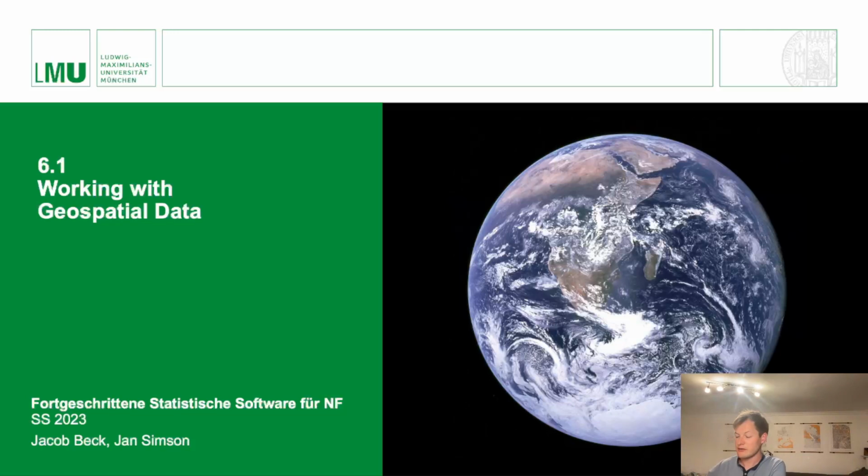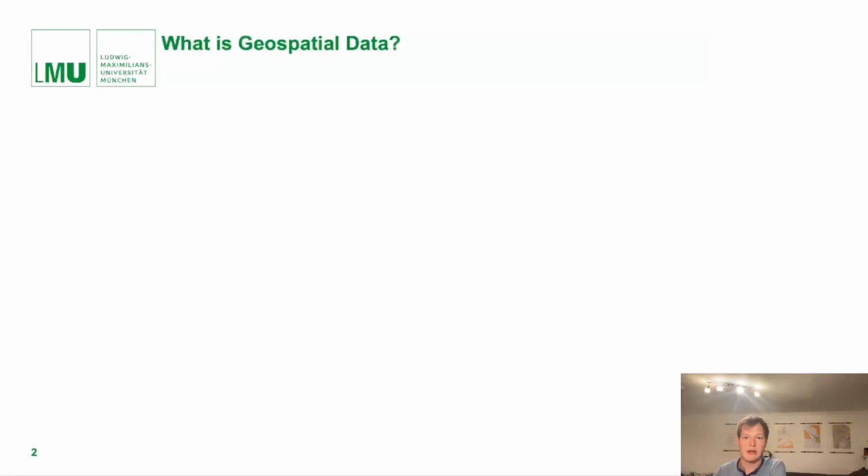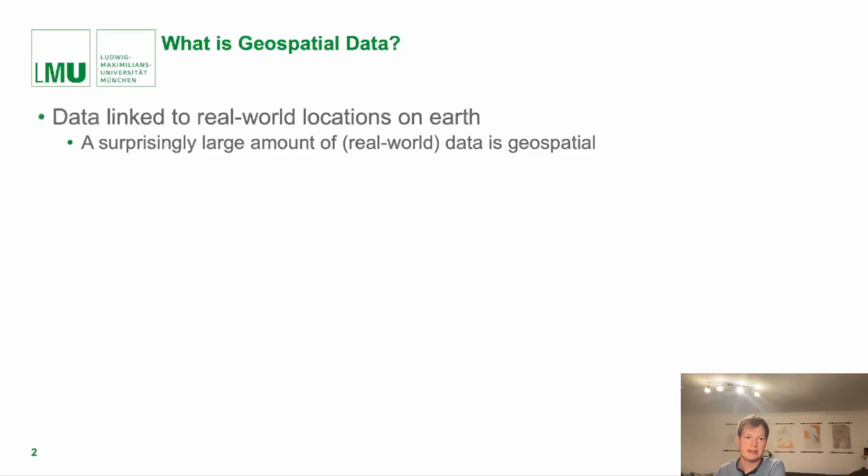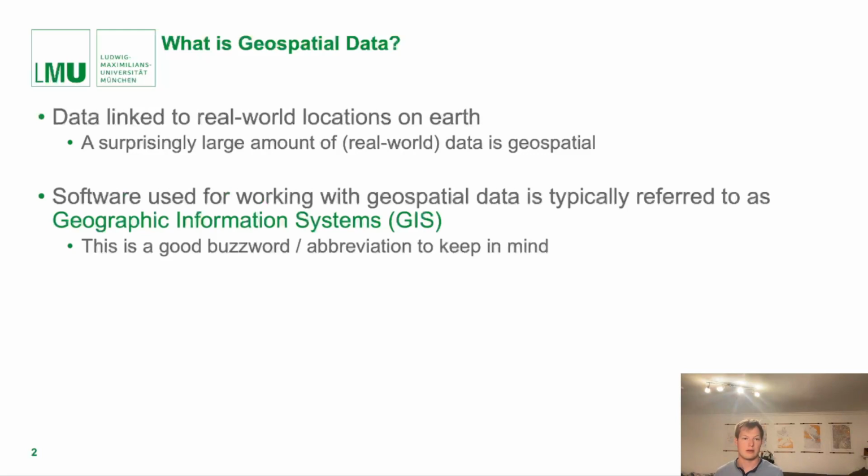So first, we'll give a bit of an introduction in this video. And I'll start right off with the very basic question of what even is geospatial data. What defines geospatial data is that it's data that is linked to real world locations on Earth. So, on this very planet we're on. And this is actually the case for a surprisingly large amount of real world data. Once you start working with real world things, they're actually quite often also linked to some places on Earth somehow. In general, the software that you use for working with this type of data is typically referred to as Geographic Information Systems, or in short, GIS.